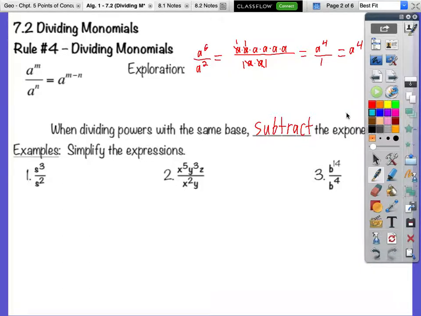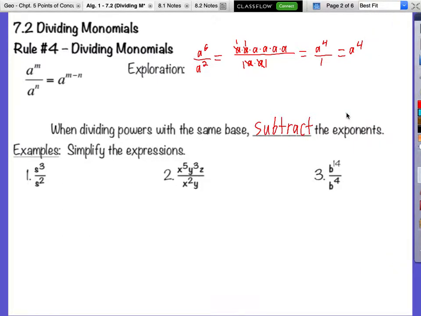Okay. The first one, s to the 3rd over s to the 2nd. Do we have the same base? Remember, base is what's being raised to the exponent. Yeah, we do. So we have the same base s. So we're dividing powers with the same base, right? What does it say we do with the exponents? Subtract. So it's going to be s to the 3 minus 2, top minus the bottom, which ends up being just s to the 1st, or s, right?